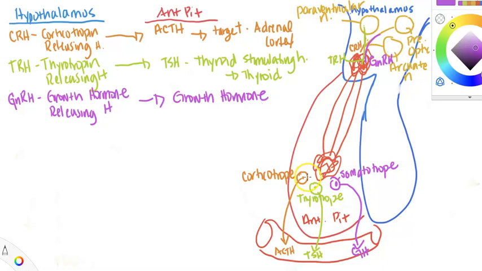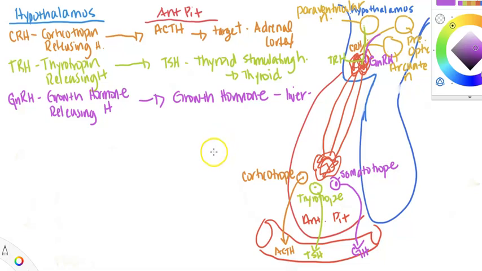So growth hormone is for growth, so it targets the liver, and then not directly, but indirectly from the liver, it targets cells and tissues for growth. So it is a hormone that targets tissues specifically, where the other releasing hormones, the ACTH and the TSH, are targeting another gland.